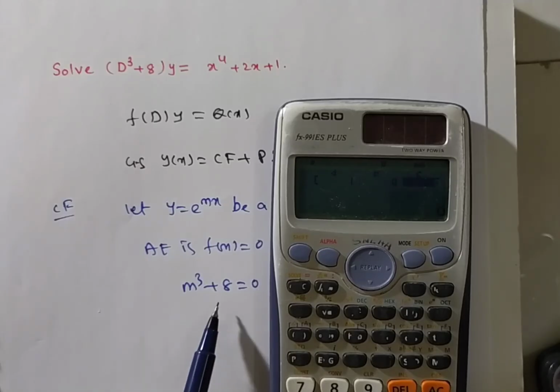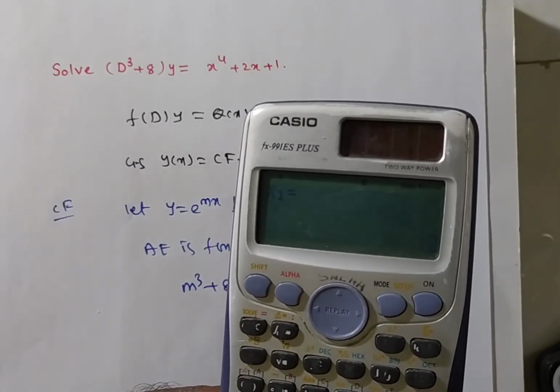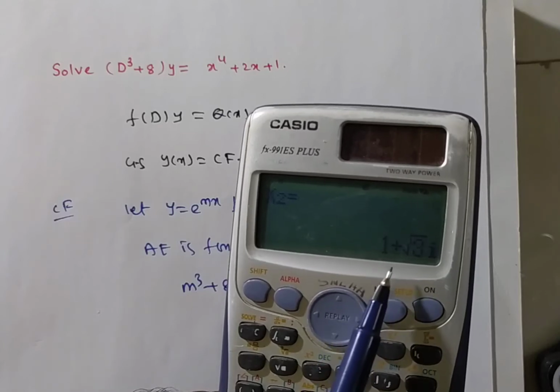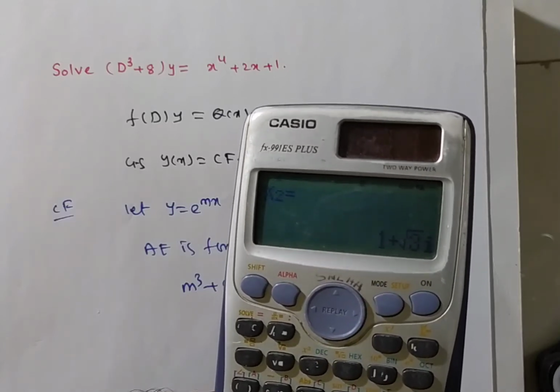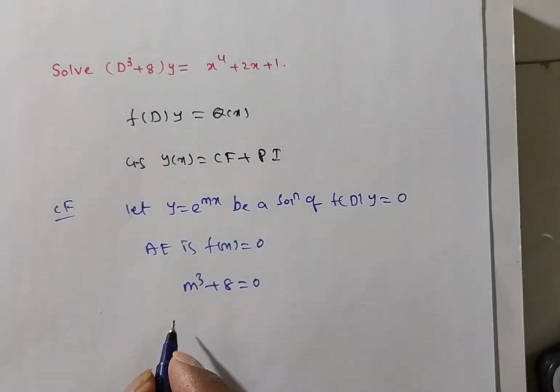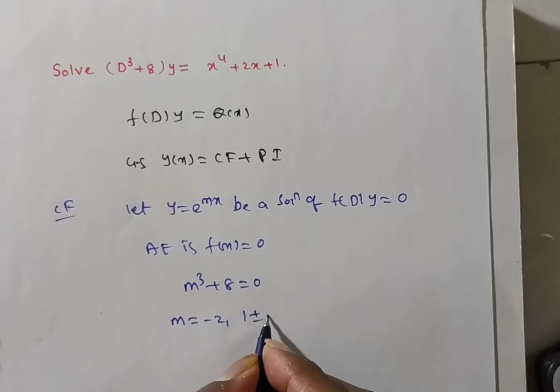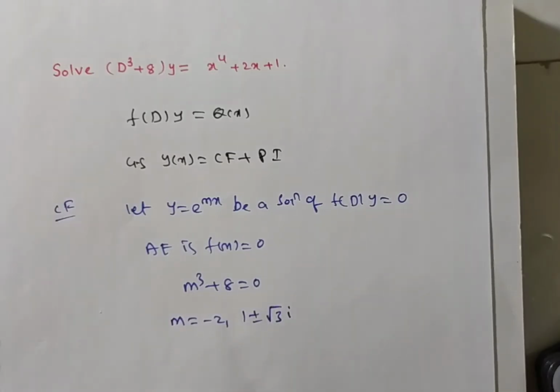Next, is there any m term? No, so 0. And the constant: what is the constant here? 8. So press 8, then the equals button. Again press the equals button. Then you will have x1 = -2, nothing but m1 = -2. Next, x2 = 1 + √3 i. What about the third root? Third root here is 1 - √3 i. So I can write m = -2, 1 ± √3 i are the roots.